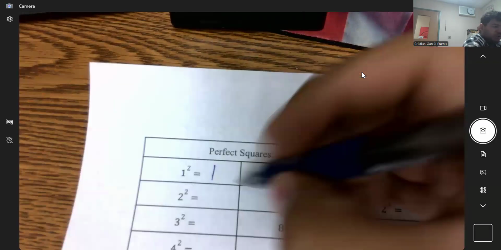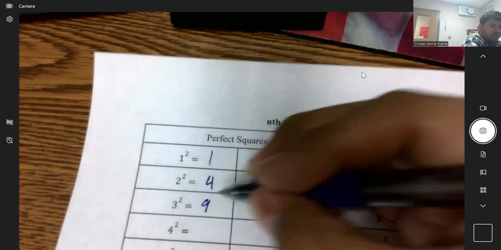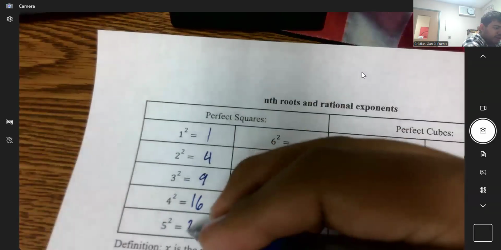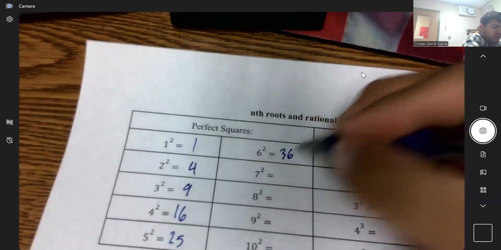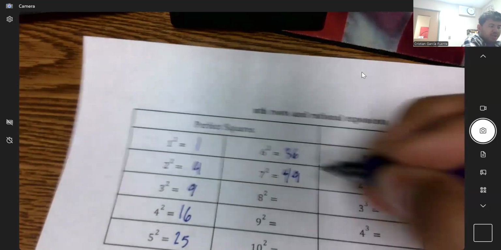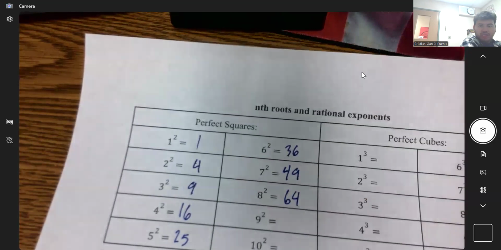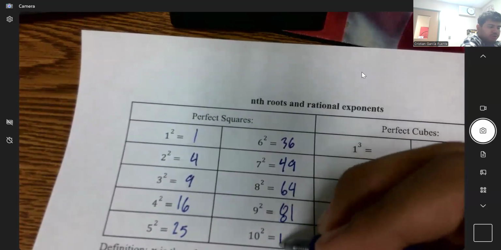Two squared is equal to four. Three squared is equal to nine. Four squared is equal to 16. Five squared is equal to 25. Six squared is equal to 36. Seven squared is equal to 49. Eight squared is equal to 64. Nine squared is equal to 81. Finally, 10 squared is equal to 100.